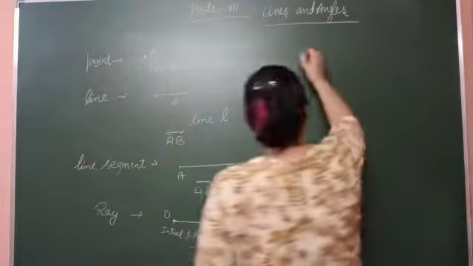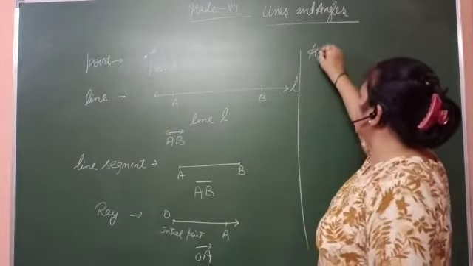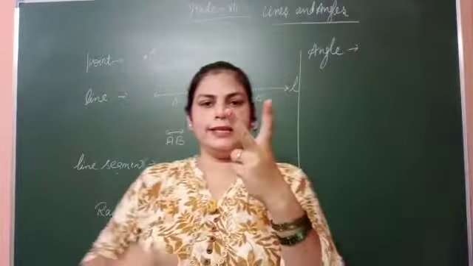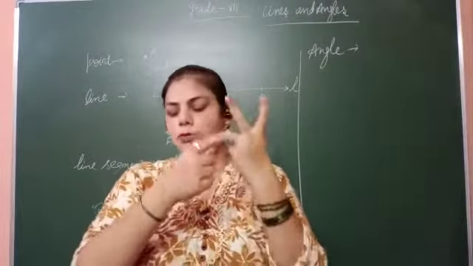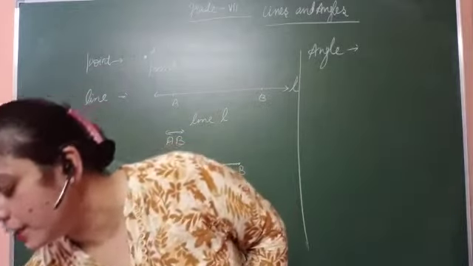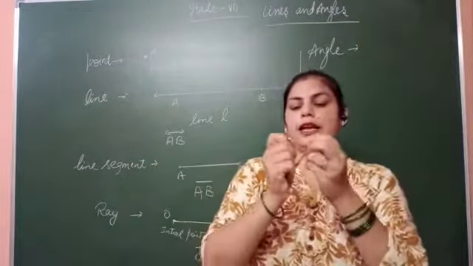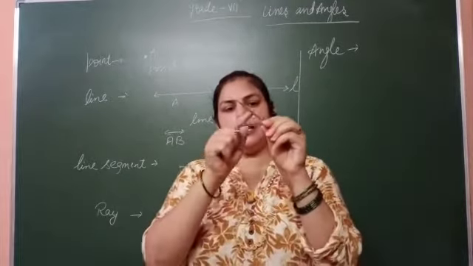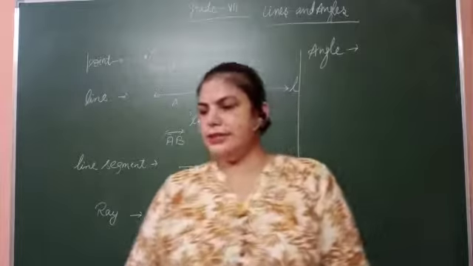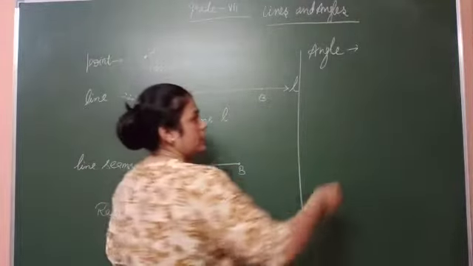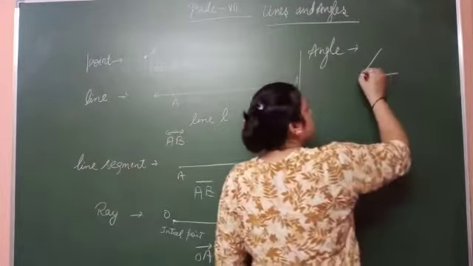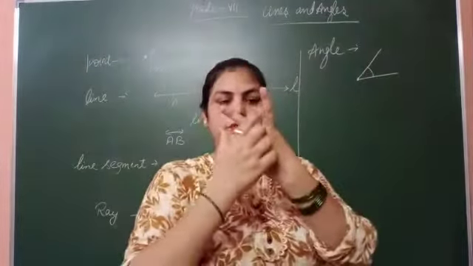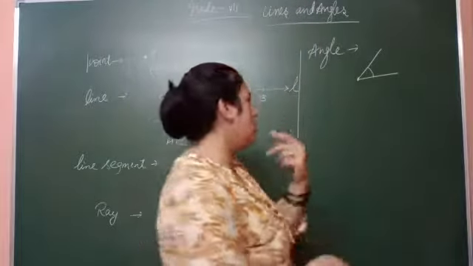Now come to the next, that is angle. When 2 rays meet at a point, they form an angle. Like you have this, one ray going this way, one going this way, meeting at this fixed point, so they form an angle. Clear? This is called an angle, like this. Where the angle is formed, this is called its vertex.